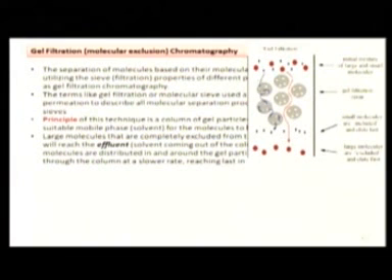So what we are trying to conclude is, when you add a mixture of different sizes to this column, the smaller ones will enter into the pores, whereas the larger ones, because of the space issues, will come out of the beads and reach the eluent much faster. So here the larger molecules will be separated first, whereas the smaller ones will get trapped.